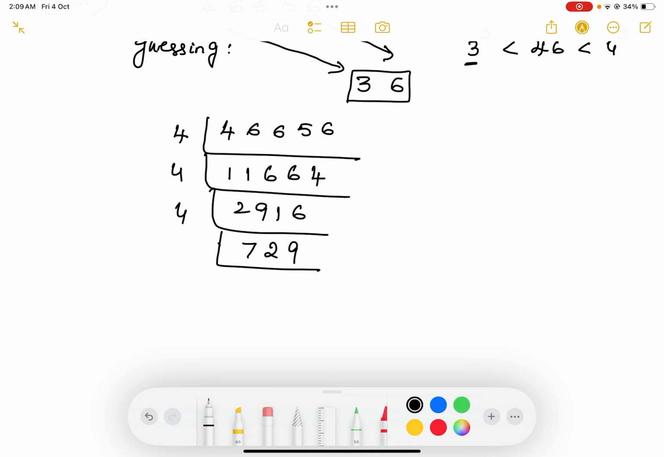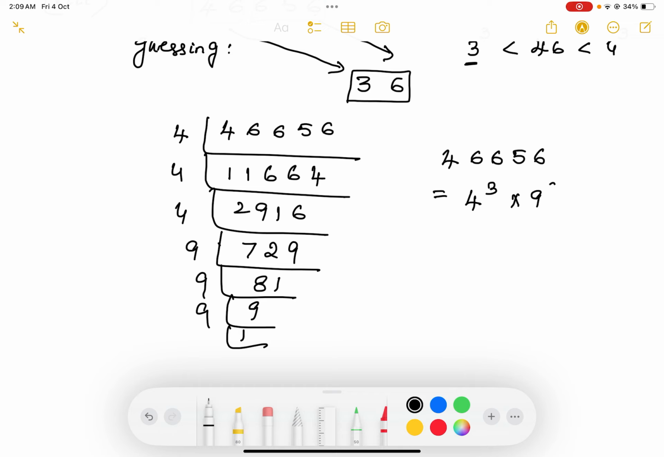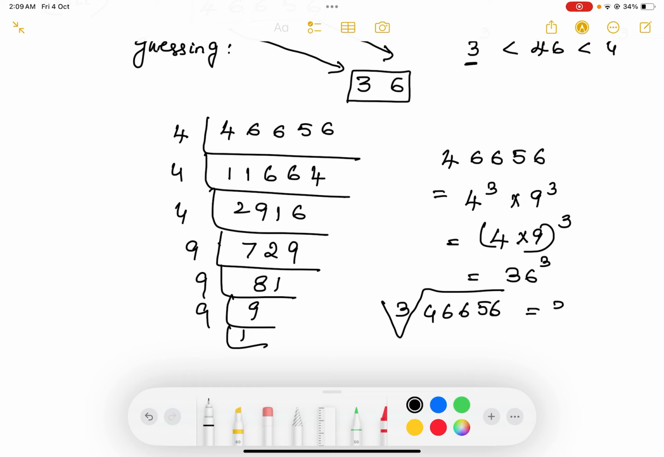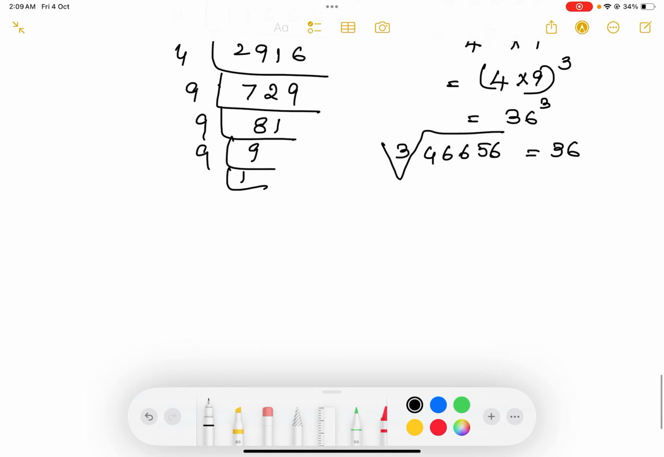And 7 plus 2 is 9, plus 9 is 18, so I can divide by 9. 9 eights, 9 ones, again 9 nines, again 9 ones. This is the process you have to follow in the examination. So 46,656 can be expressed as 4 cube times 9 cube, which is 4 into 9 the whole cube. So it's very clear that 36 is the cube root of 46,656. The answer is 36. What we have guessed is the right answer. I hope it's clear, my dear students.